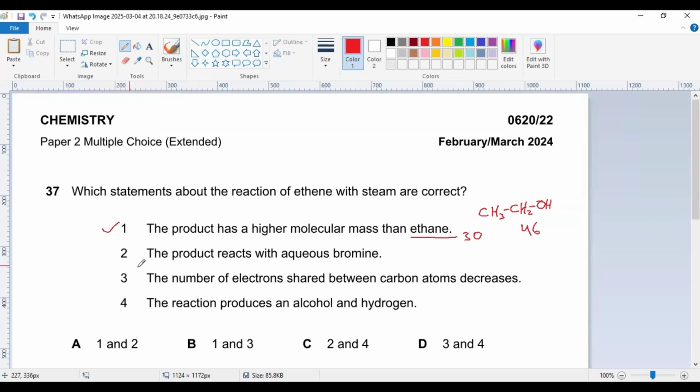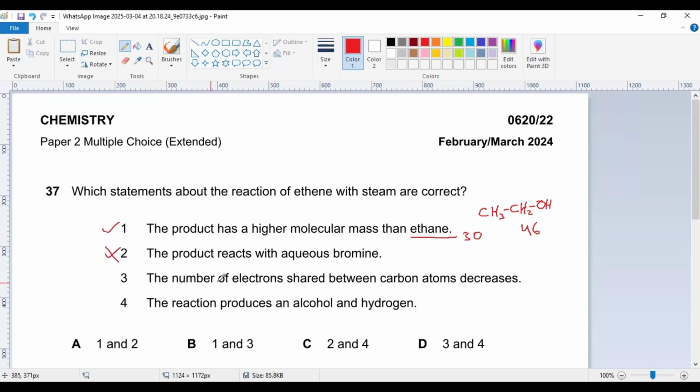So it is correct. The product reacts with aqueous bromine. Yes, it can react with aqueous bromine. It is also correct. No, sorry, product cannot be reacted with aqueous bromine.